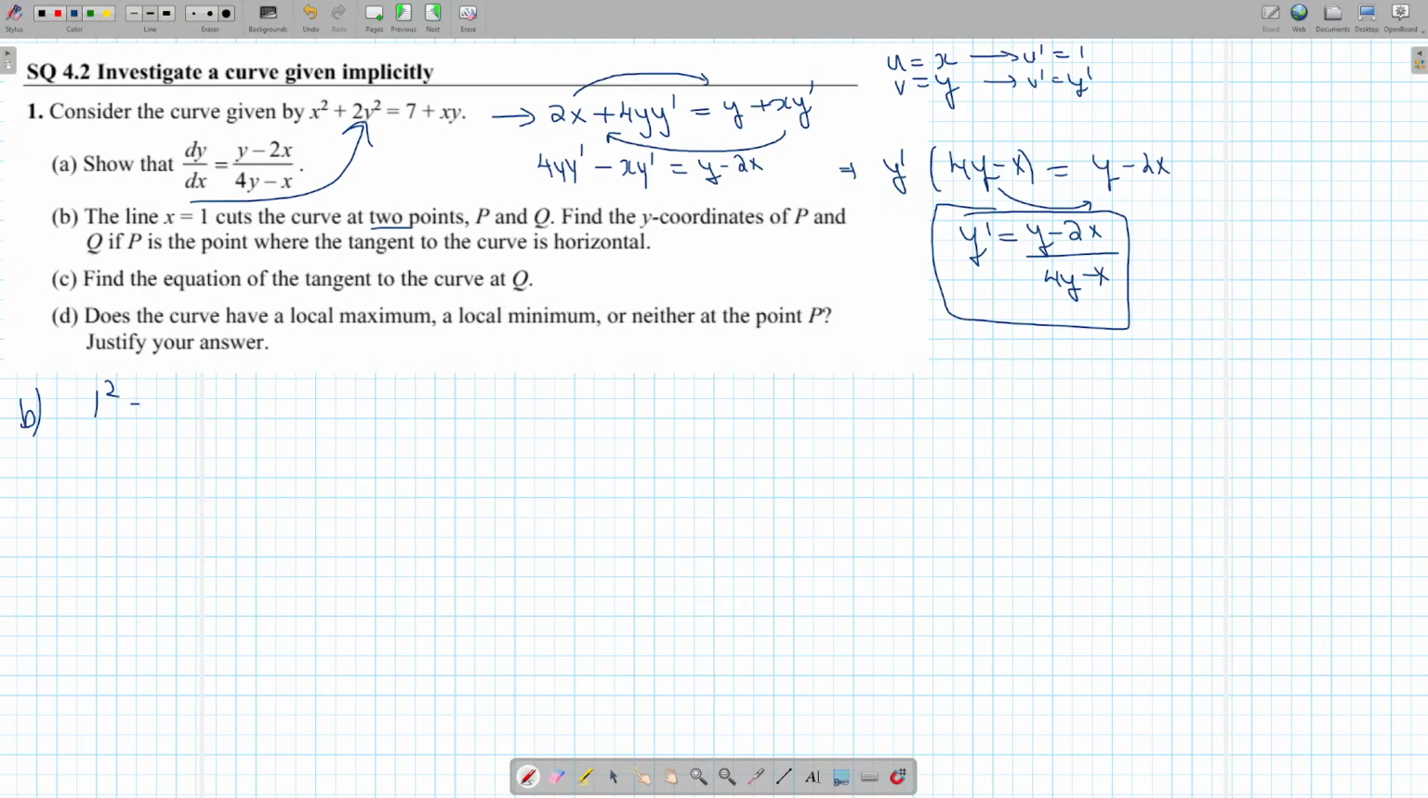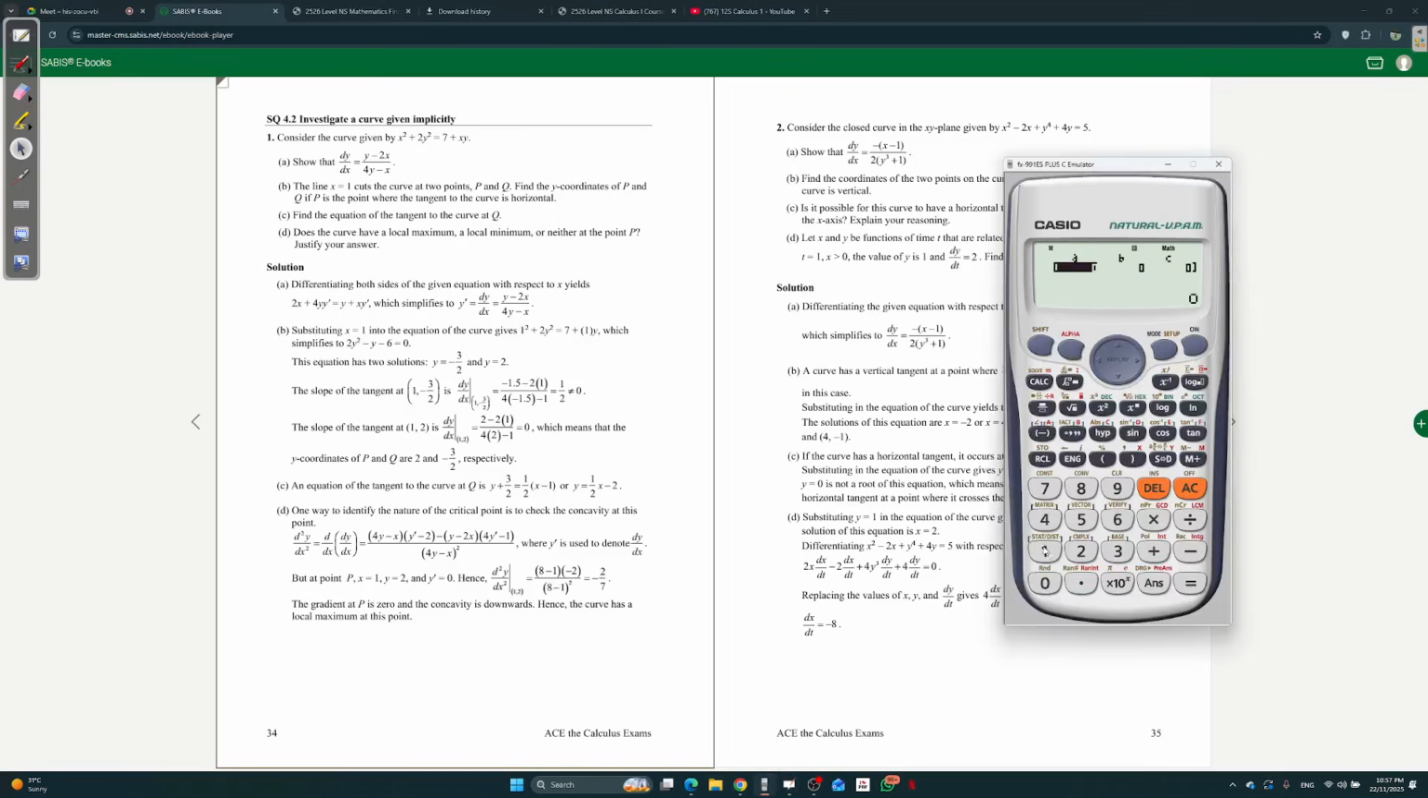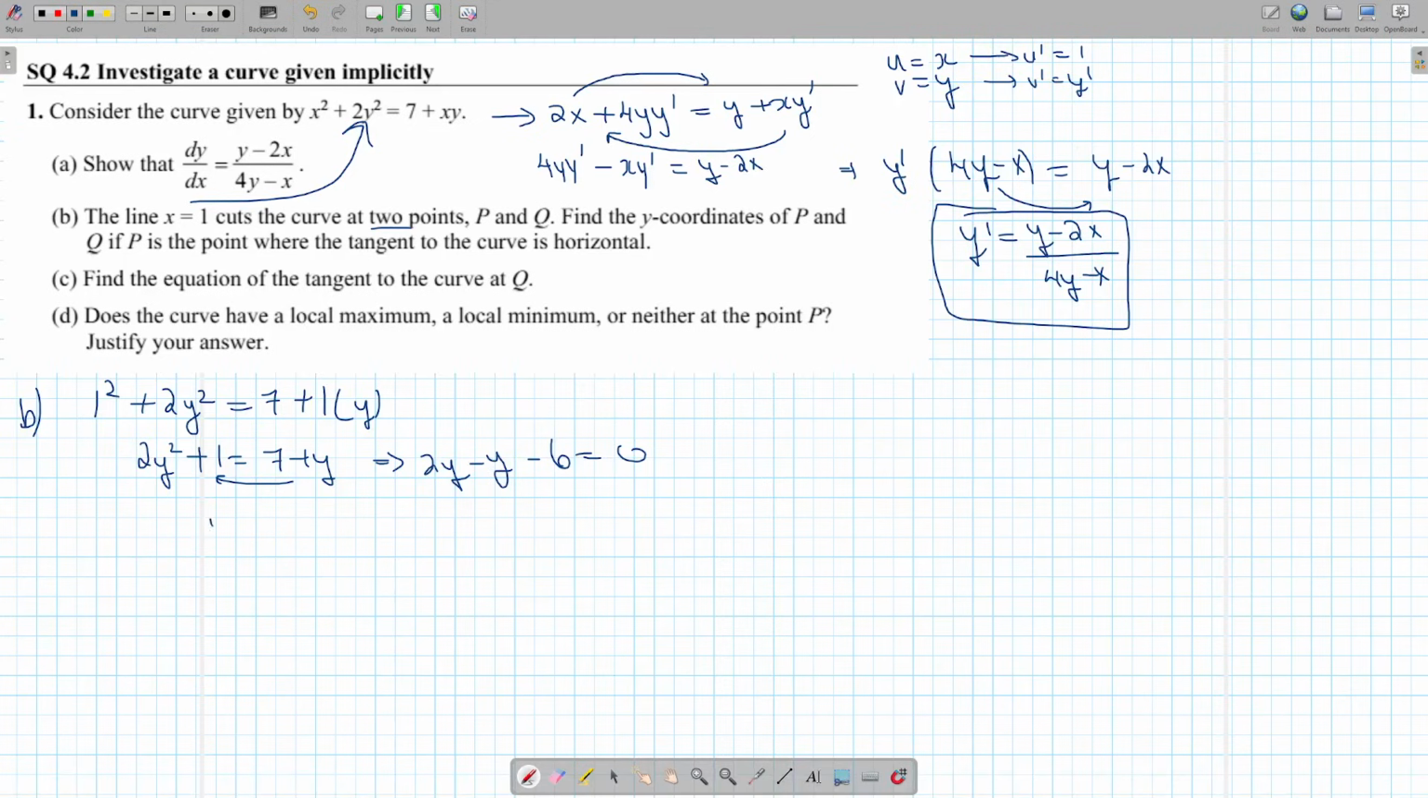If 1 squared plus 2, we don't know the y, so we can keep it y squared, equals 7 plus 1 times y. So you're going to get 2y squared plus 1 equals 7 plus y. It's a quadratic, so we're going to take everything to the other side. So you're going to get 2y squared minus y minus 6 equals 0. Doing this on your calculator is going to get you 2 solutions. You get 2 and negative 3 over 2.